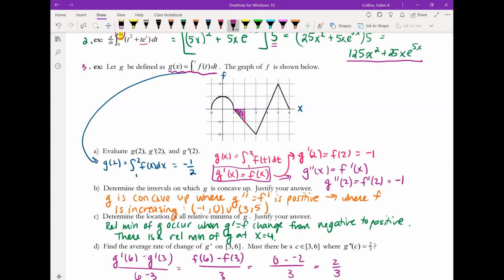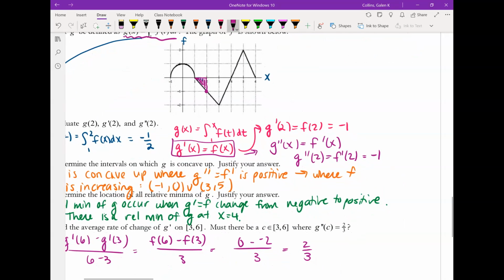So g prime of x is just f of x. So g prime of 2 is just f of 2. And on the graph, we could see f of 2 right there, -1. Lastly, we're asked to find the second derivative of g at 2. So that's going to be the first derivative of f. So if g prime is f, g double prime is f prime. So f prime of 2 is -1.